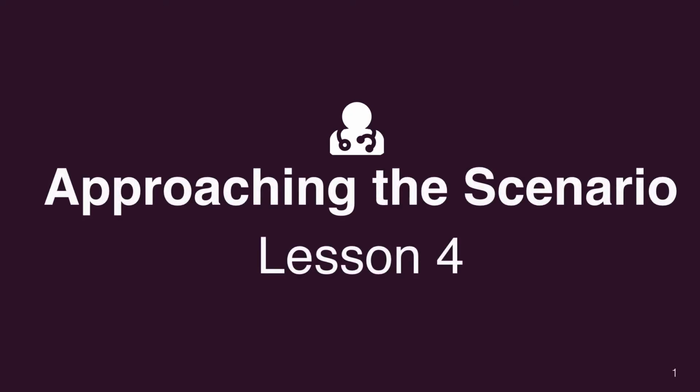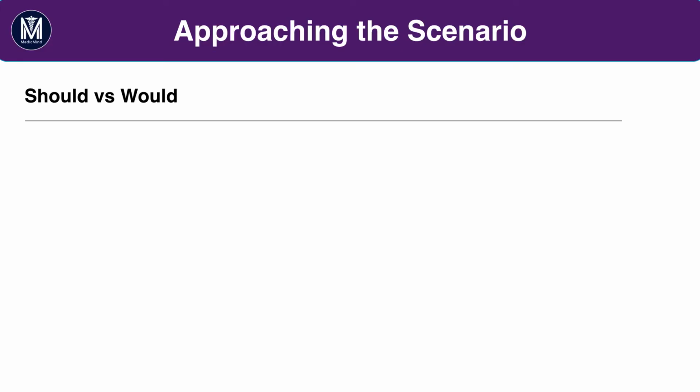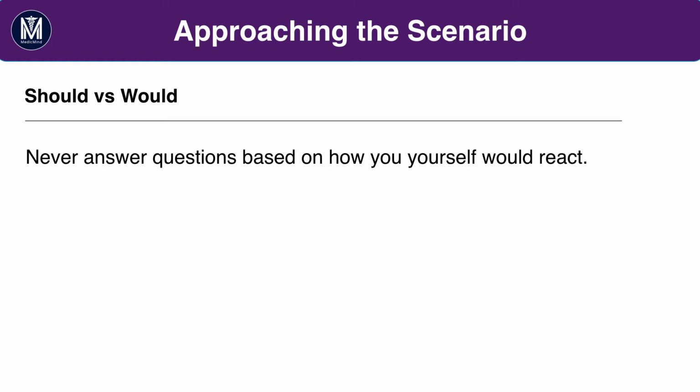Here we will talk through the step-by-step process you need to take when answering questions in situational judgment. First off, let's start by talking about should versus would. When you're answering UKCAT questions, never answer them based on how you yourself would react. This isn't a personality test or something that's trying to deduce how you'd instinctively react. Always try and use your intuition to decide the most appropriate action in a professional setting.